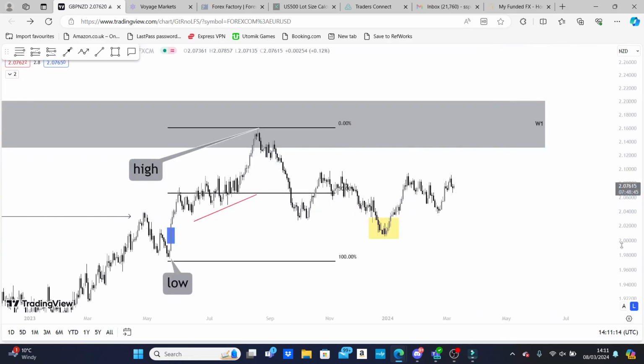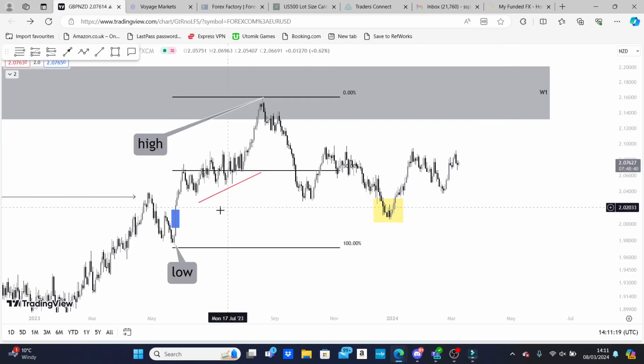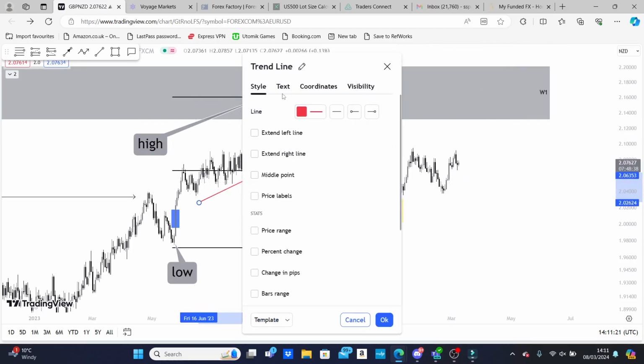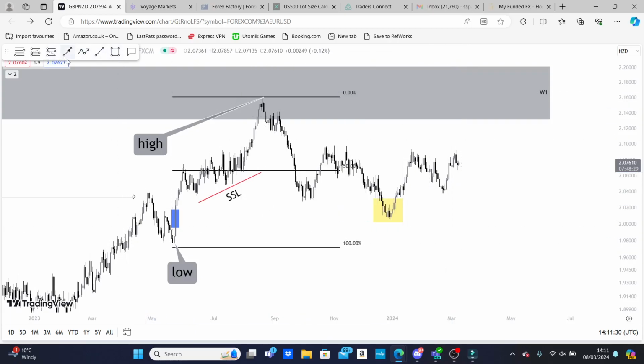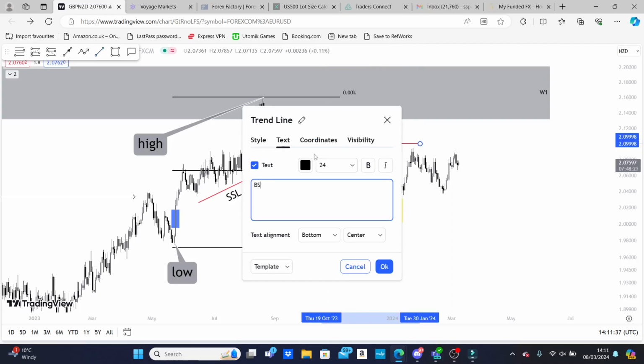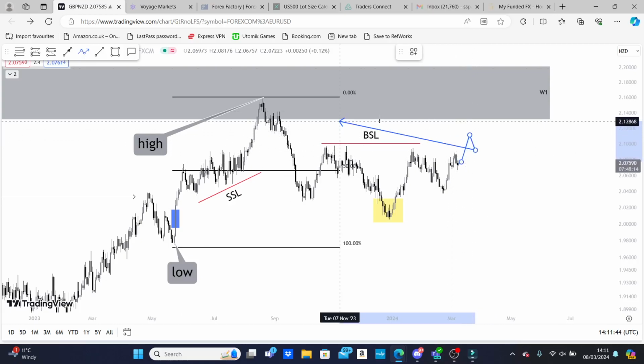as established. So where do I see GBPNZD going for those who are interested? Now that we've swept sell side liquidity, so this is sell side liquidity, or SSL for short, the next thing we're looking at is, you guessed it, buy side liquidity. Now, where is the buy side liquidity actually placed? This is our buy side liquidity, BSL. Now, my anticipation is for price to eventually sweep this buy side liquidity and also target this high over here.